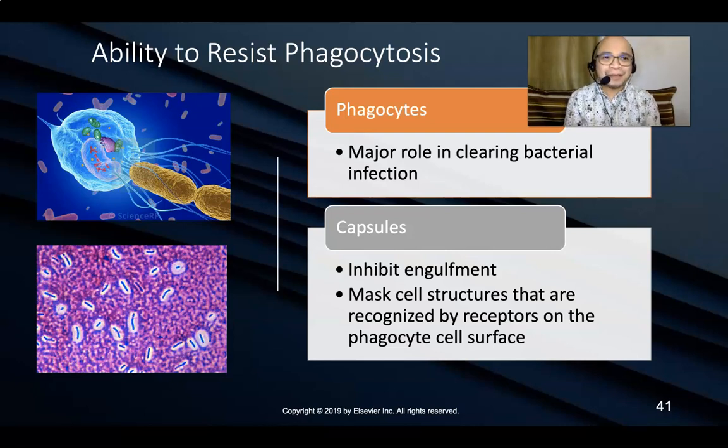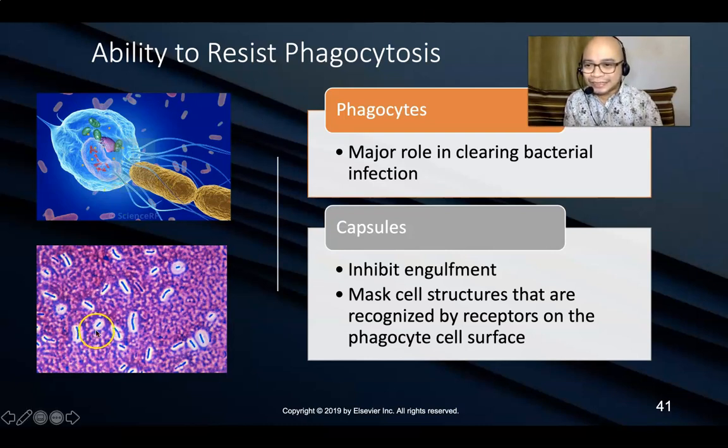However, some microorganisms may have the so-called capsule. In some cases, these are not neatly organized, and we call them a slime layer. So this capsule or slime layer has the ability to inhibit engulfment. They will be able to mask cell structures that are recognized by receptors on the phagocyte cell surface.